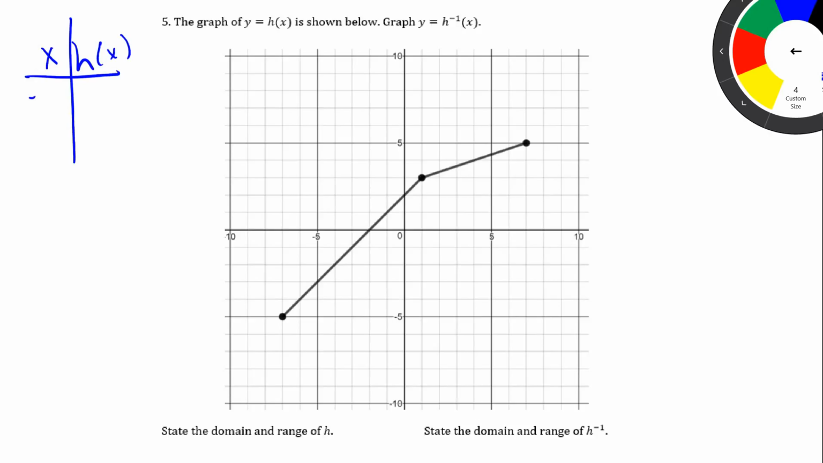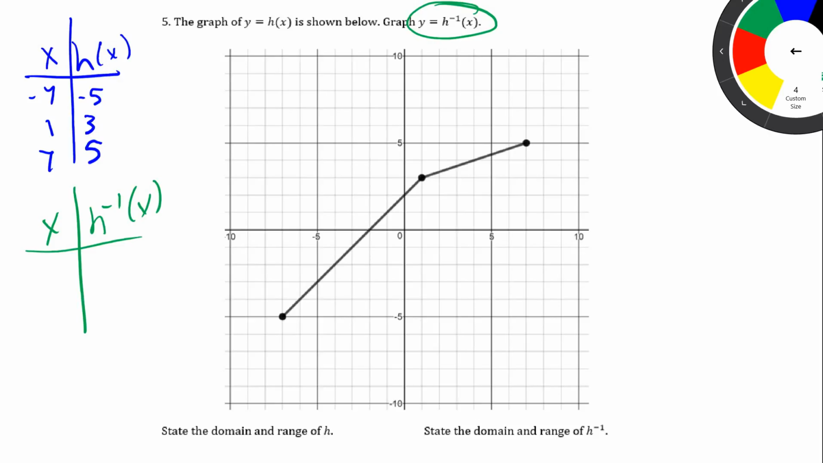So I have negative 7, negative 5. I have a point 1, 3, and I have a point of 7, 5. All right, so if I want to find the inverse of this function, I just have to take these 3 points that they've provided me and switch them. So I'm going to call the inverse h negative 1 of x. It's telling us that we have an inverse, so we know it's going to be a function. I know that because of what it says right there.